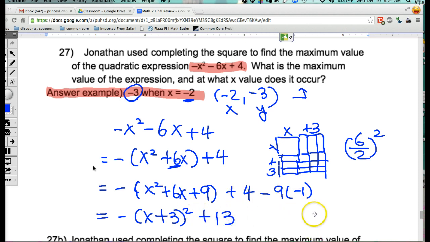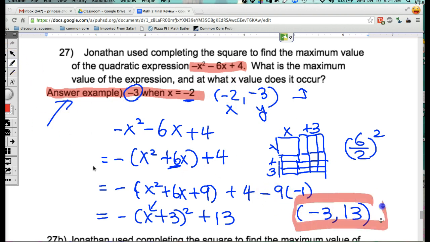What is my vertex? My vertex, we all know, is going to be at -3, because what has to go inside x to make the parentheses equal to 0? -3. And then my y value of the vertex is going to be what? 13. But then the answer, I said, looks like this, not like that. So you're not going to see an option on your test that looks like this. If you did, it would be too easy, right? So what would your answer be according to the way it shows on the test? It's going to say, yeah, 13 when x equals -3.